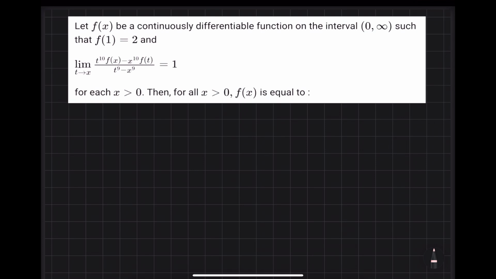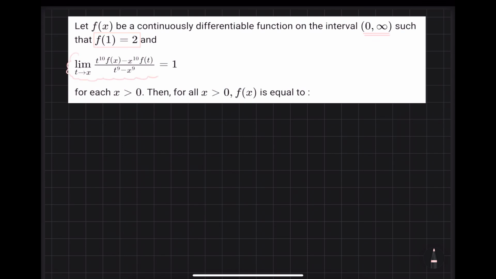So, we got a wholesome new problem which says let f of x be a continuously differentiable function in the interval (0, infinity), such that f of 1 is equal to 2. Continuously differentiable means it is continuous as well as differentiable throughout the given domain. They have given this so that you can extract the value of the arbitrary constant.